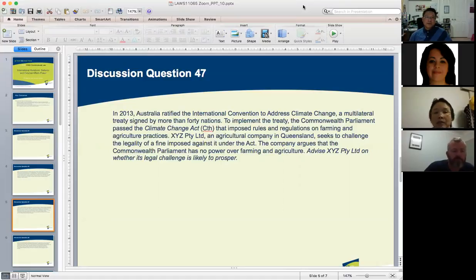Because otherwise, if you don't cite the specific heads of power, then you'll end up discussing farming and agricultural practice, which obviously the Commonwealth Parliament has no power to legislate on. But if you then cite section 51.1, and especially the external affairs power, then we know what the relevant rules and principles are likely going to be when you discuss your answer.